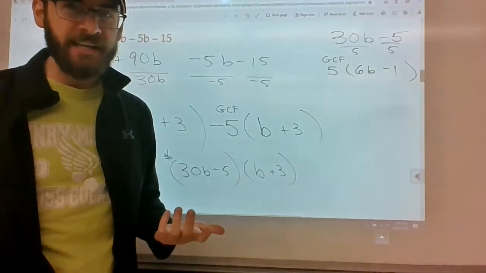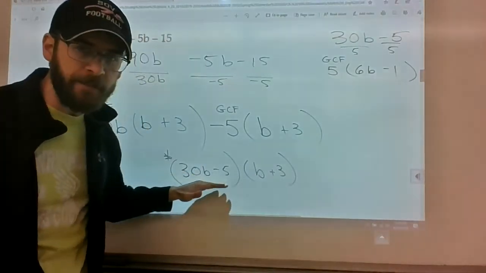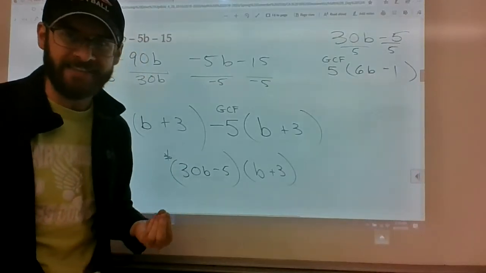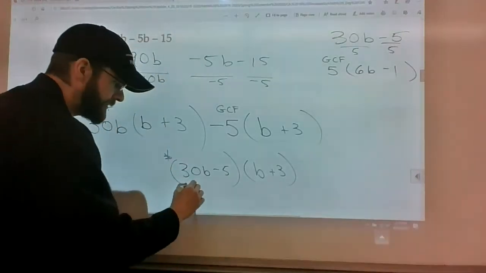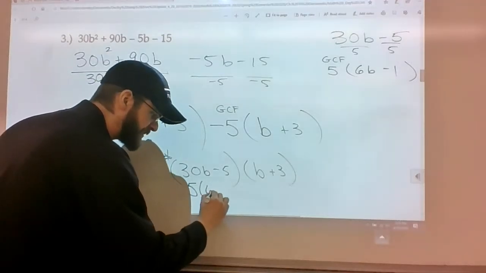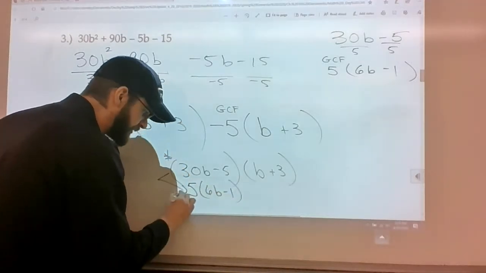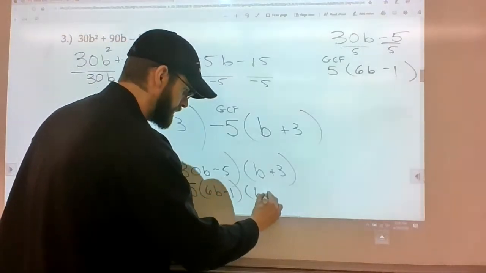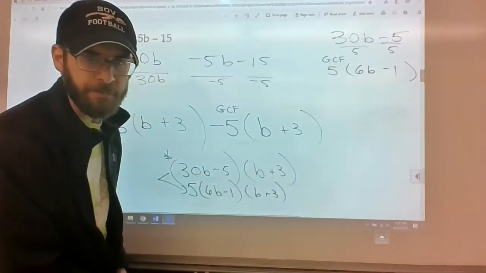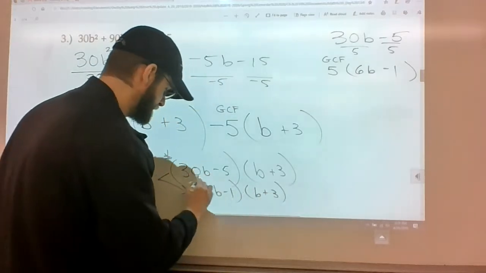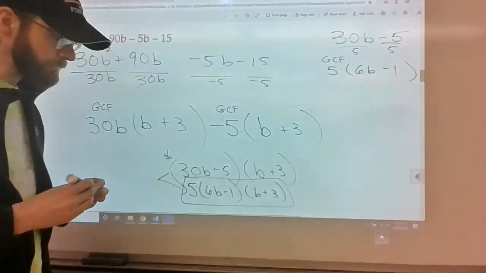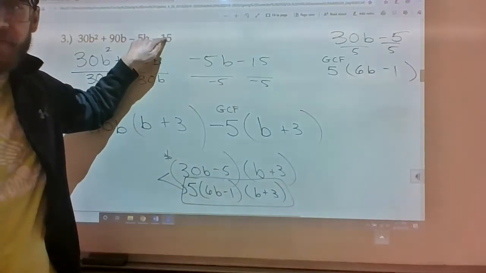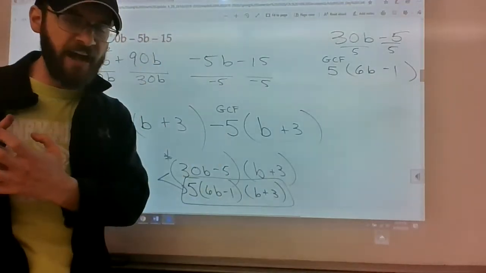What this is illustrating is that you have to take the 30b minus 5 and factor it one step further when you recognize that it's not completely factored. So this becomes 5 times 6b minus 1, just this factor, and then you bring down the b plus 3 unchanged, because b plus 3 was completely factored. All right, so that's kind of tricky. Sometimes you can see right off the bat that they all divide by 5, and you can take that 5 out at the very beginning.